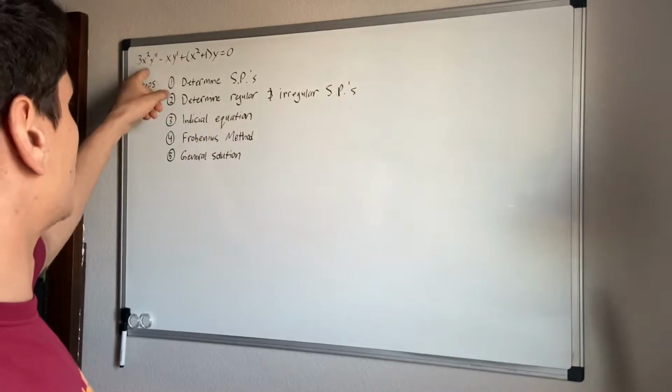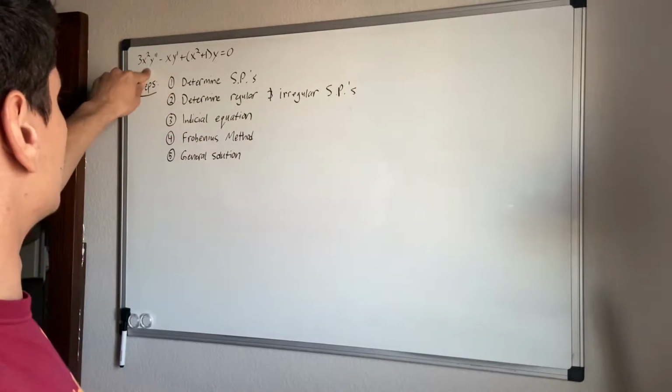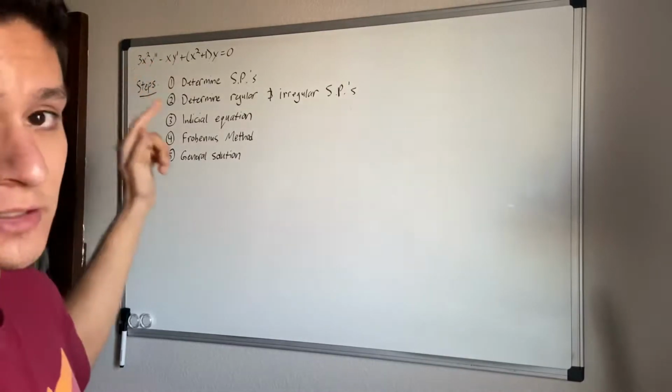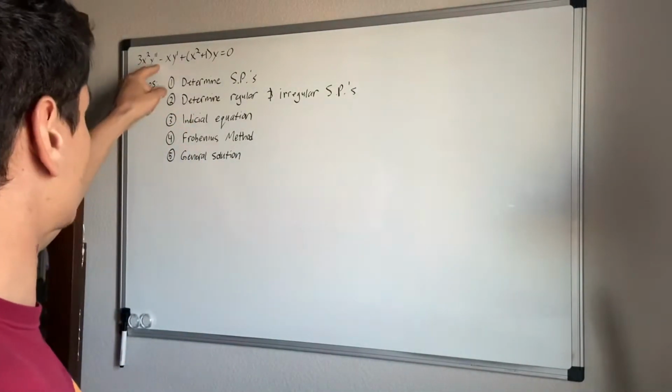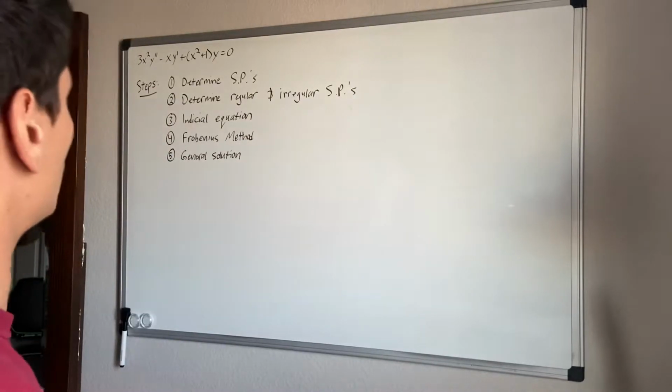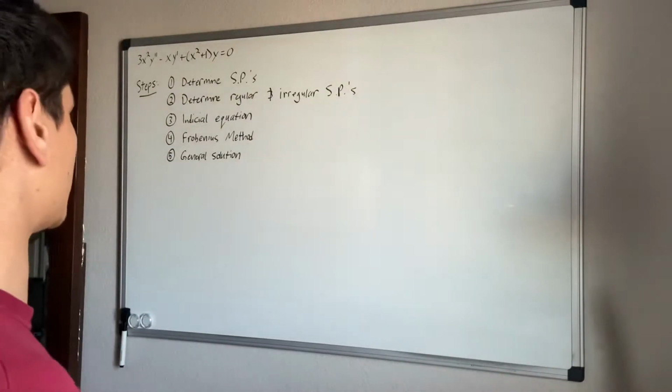It's very easy to do that in this equation, because you look at the coefficients and the x terms in front of the highest derivative. So 3x squared is in front of y double prime, which means x equals 0 is a singular point.